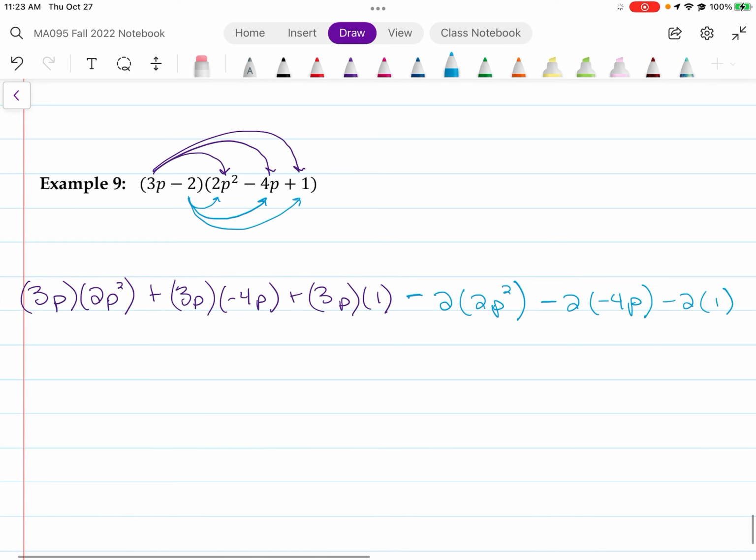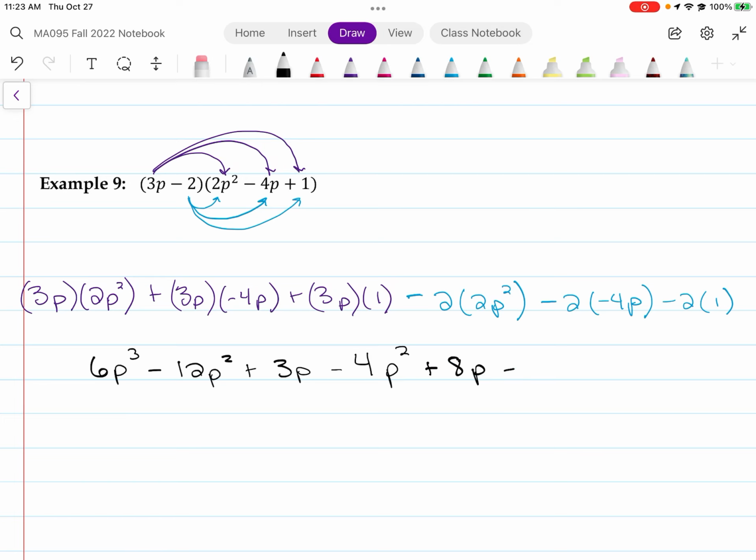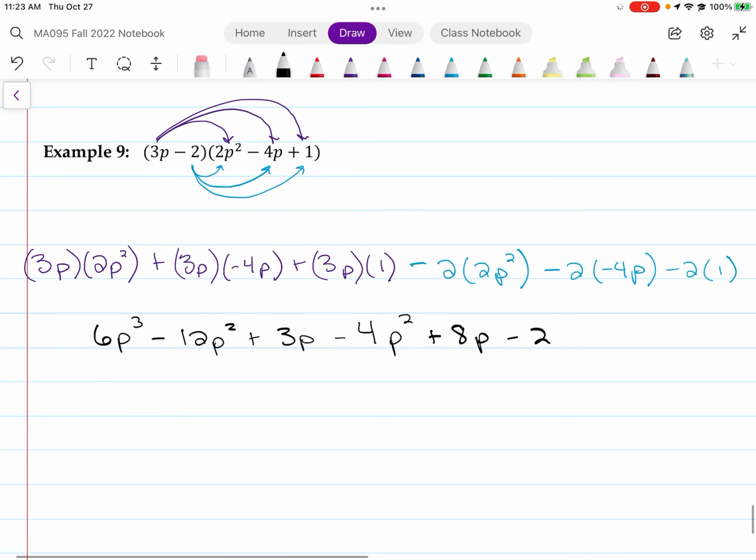All right, so now we're going to work on this. And we've got 3p times 2p squared is 6p cubed. And then we've got 3p times negative 4p is minus 12p squared plus 3p. All right, minus 2 times 2 is 4p squared. Minus 2 times minus 4 is plus 8p and minus 2. Now we're going to combine like terms, so pause the video if you haven't already combined and try to do that next.